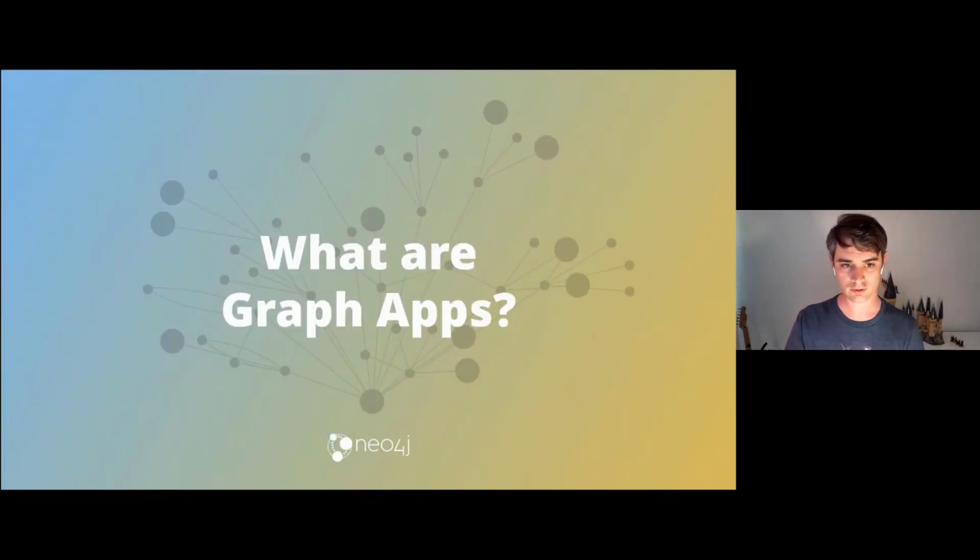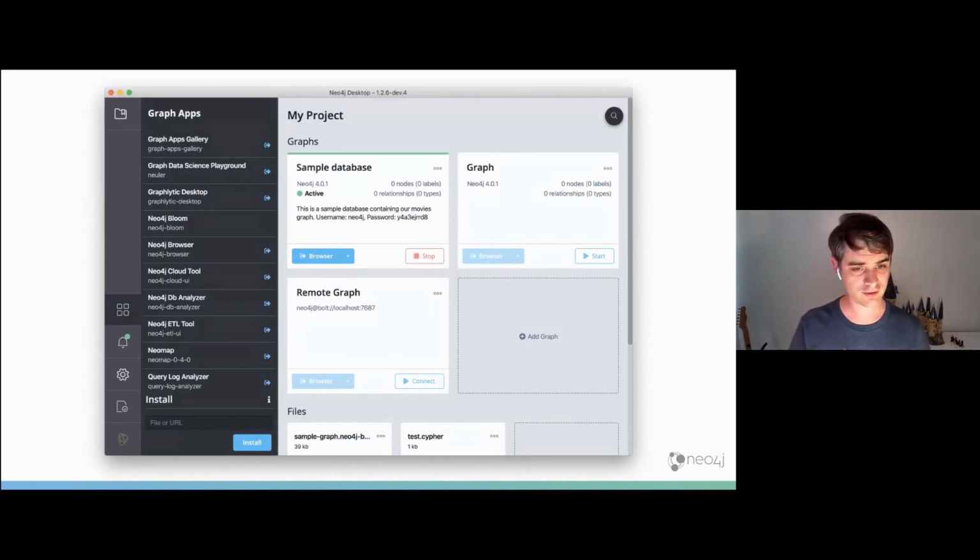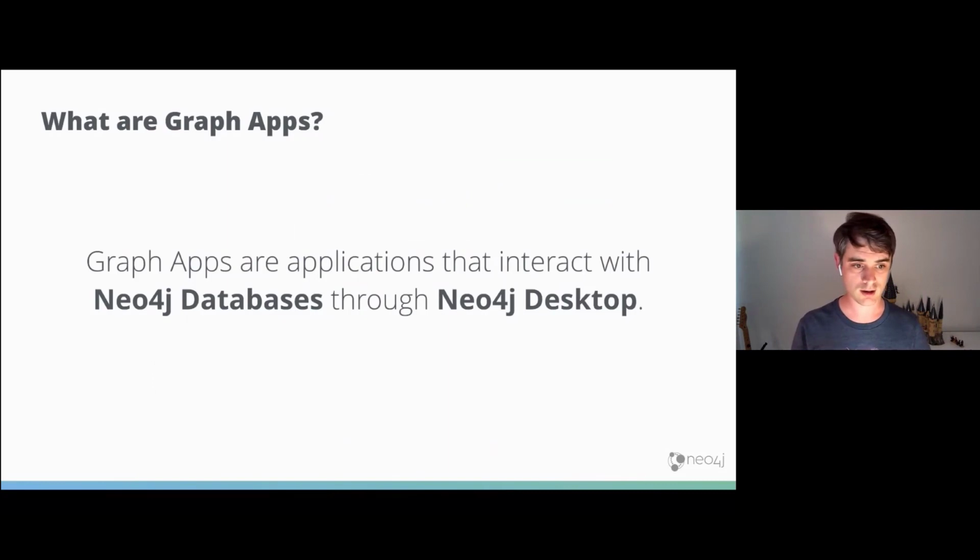So for the people that have never heard the term Graph App before: anybody that's downloaded Neo4j, chances are you've downloaded Neo4j Desktop. So Neo4j Desktop is a user interface that allows developers to manage multiple projects and graphs on their local computers, and also manage connections to remote databases. And Graph Apps are an extension of Neo4j Desktop. And they allow you to interact with the databases that the user's configured through an API.